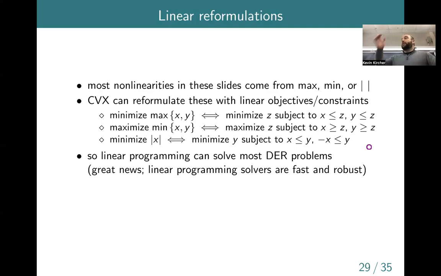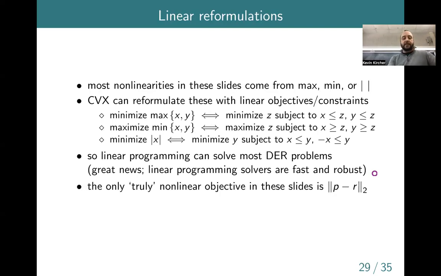So this is really cool. It's great news for us because it means that linear programming is not all we need, but most of what we need to solve a lot of interesting DER type problems. And linear programming basically is the oldest, most stable, fastest, and most robust kind of optimization that there is. So this puts us in a pretty good place computationally.